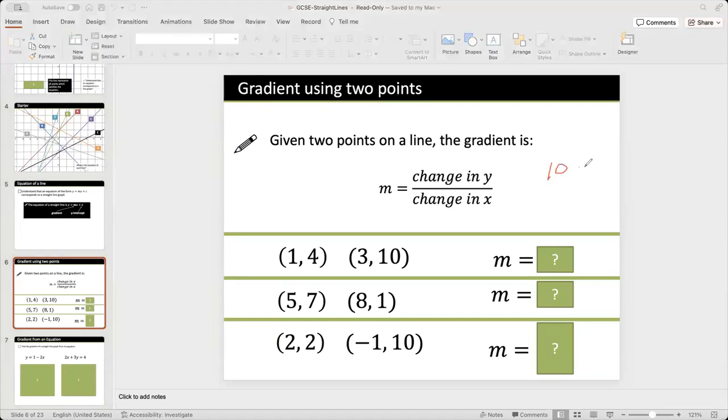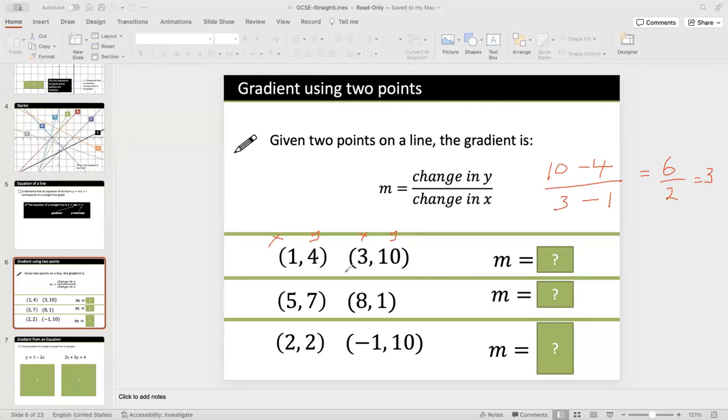10 minus 4. Can you see this one is what? X. Don't forget from your primary, the first coordinate is X, second is going to be Y. So 10 minus 4 divided by 3 minus 1. That gives you 6 divided by 2. That gives you 3. That is it. It's that easy.